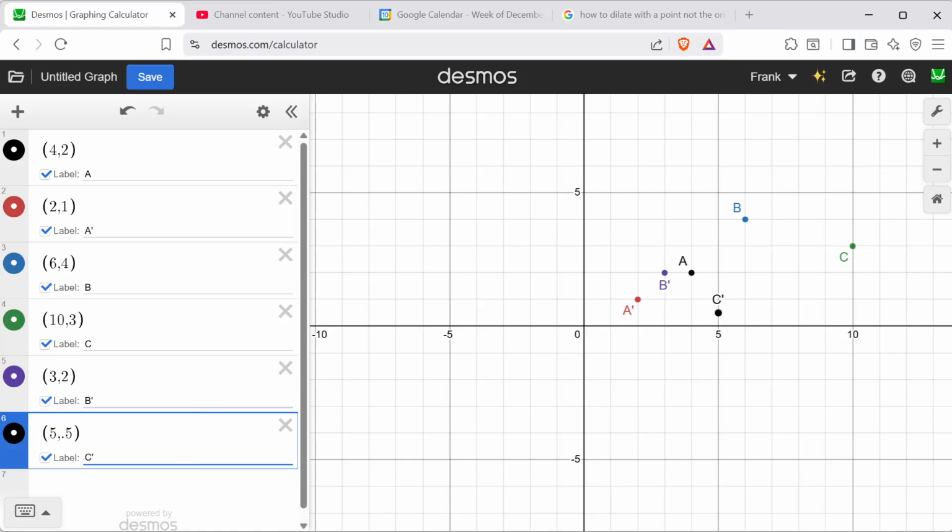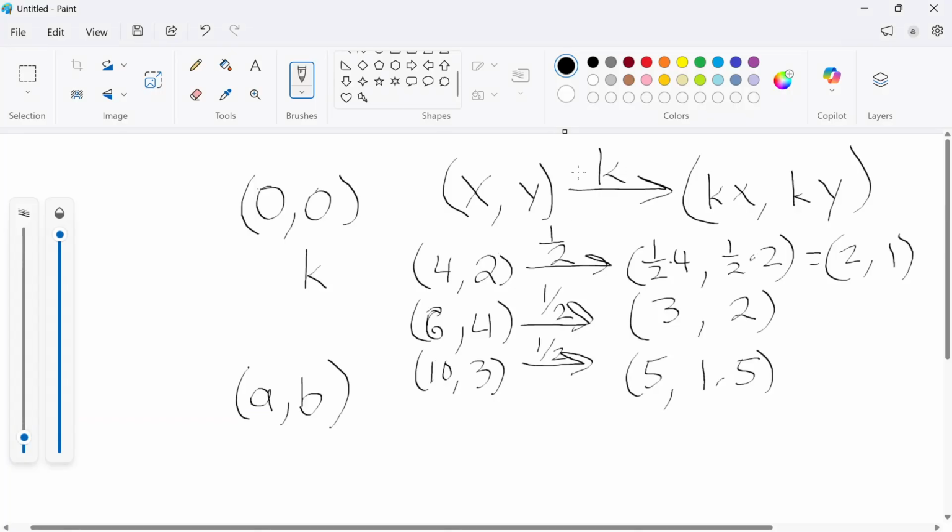It just got smaller, and it's going towards the origin, because I'm just multiplying them all by 1/2. And you'll notice that the distance from A prime to B prime is half the distance from A to B. You can measure it if you want to. And B prime to C prime is half the distance from B to C because it's shrinking. It's a dilation of 1/2. So 4, 2 became 2, 1, 6, 4 became 3, 2, 10, 3 became 5, 1.5.